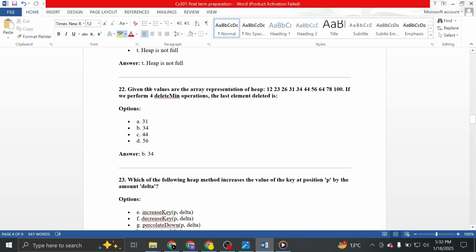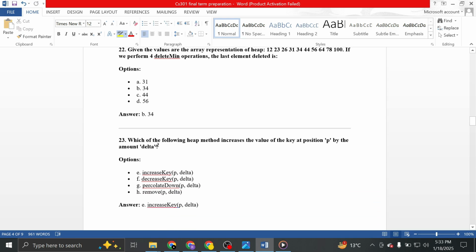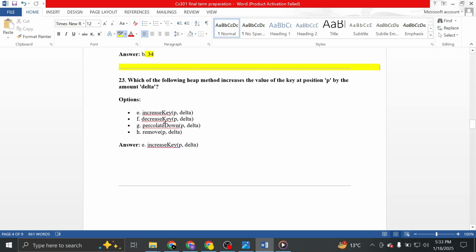Question 22. Given the values are the array representation of heap: 12, 23, 26, 31, 34, 44, 56, 64, 78, 100. If we perform 4 delete min operations, the last element deleted is. Options: A. 31, B. 34, C. 44, D. 56. Answer: B. 34.